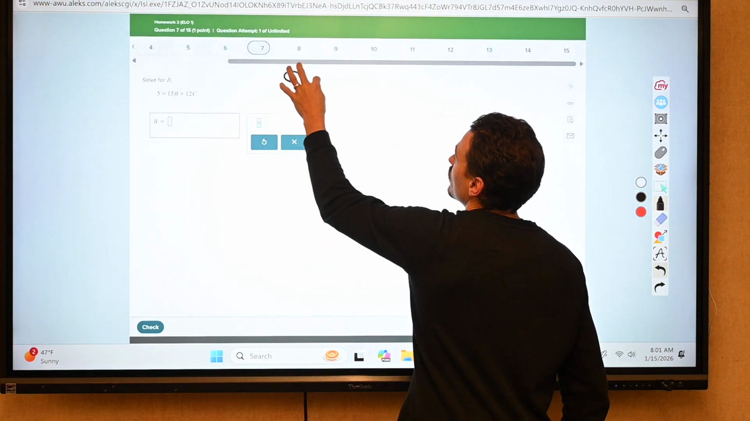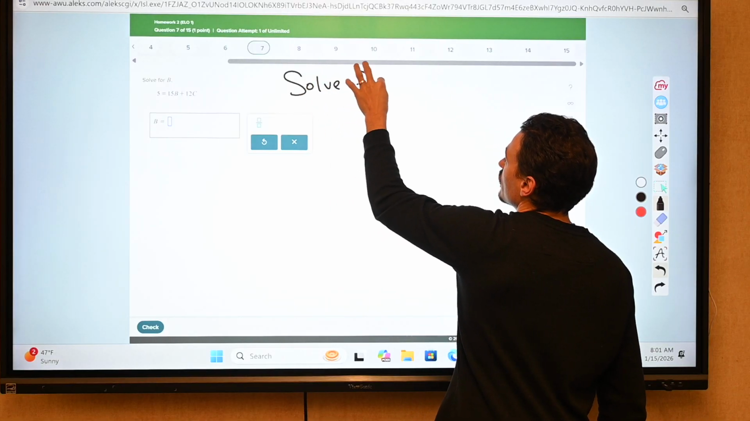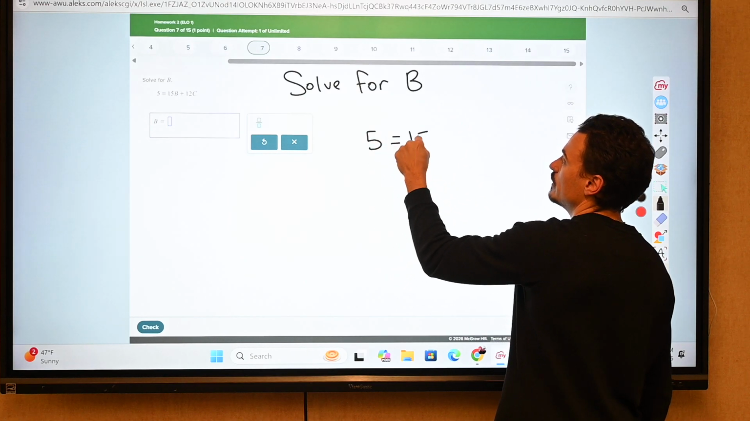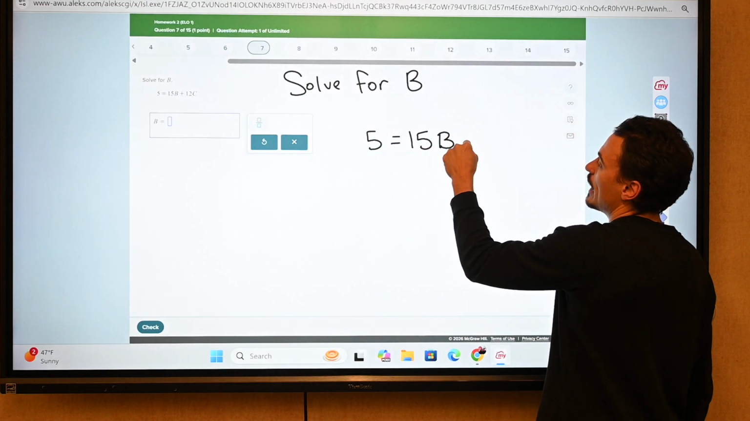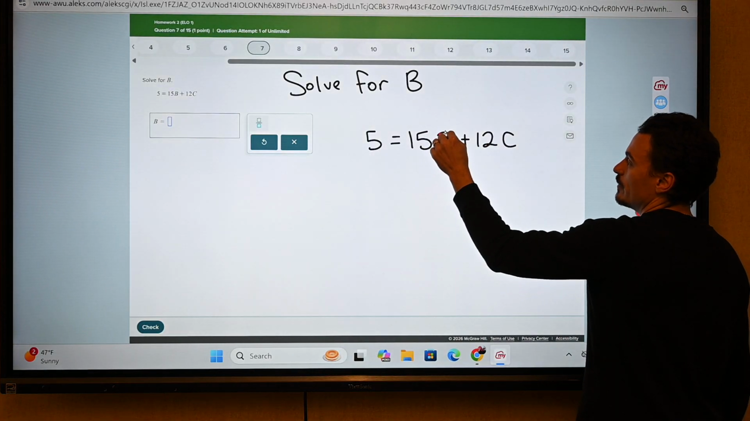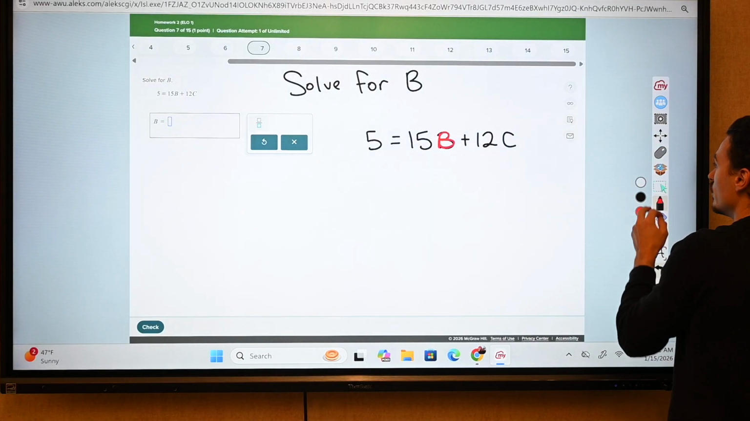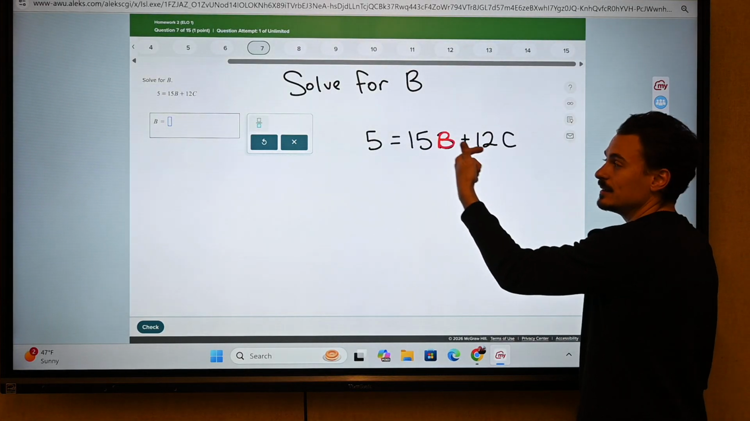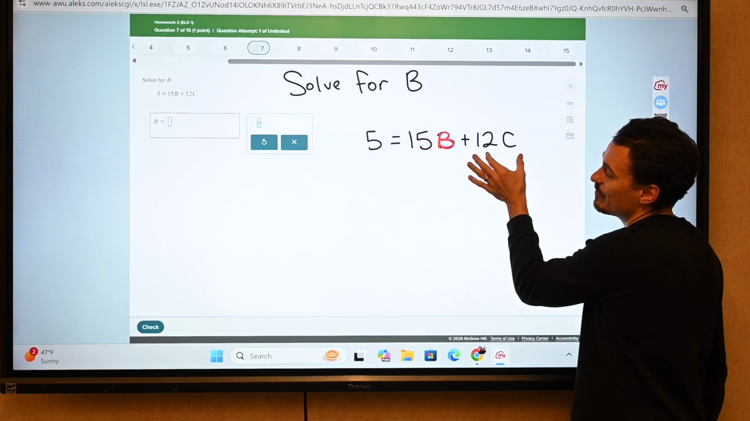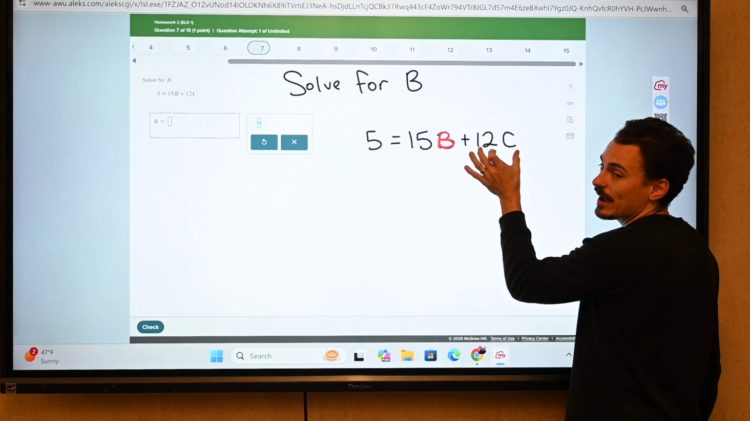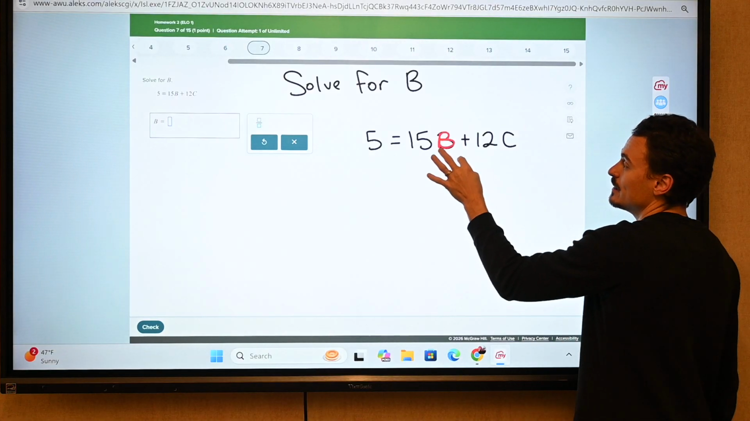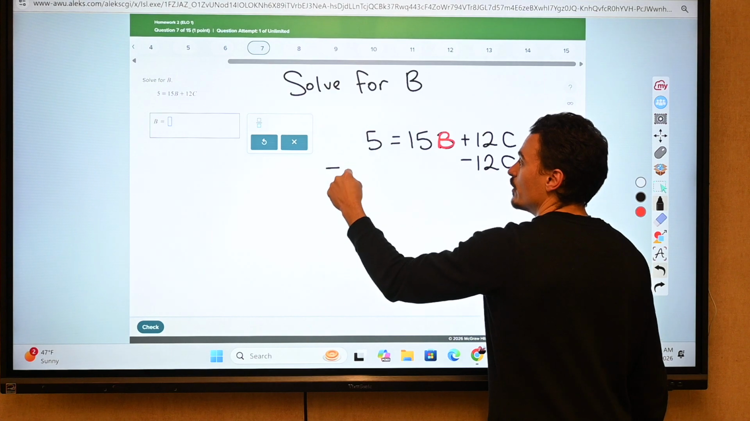Number 7 says solve for b. So our desired variable is b. So there's my b. I'm going to add 12c to that. Now, I'm adding 12c to 15b. So 12c doesn't have a b in it. So it does not have my desired variable, which means I want to move that term to the other side so that I can get b isolated. I got minus 12c on both sides.